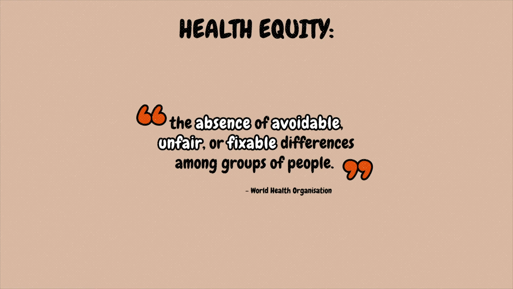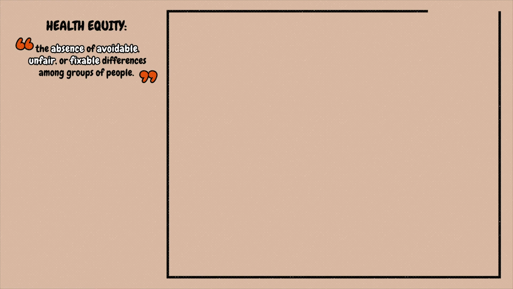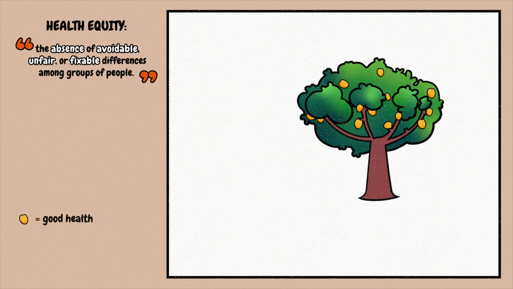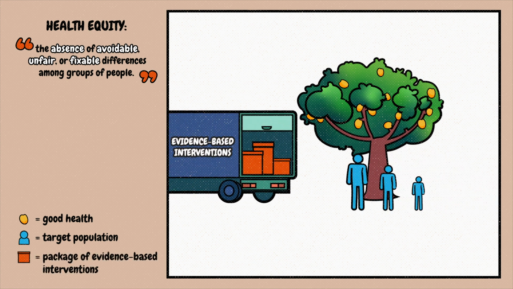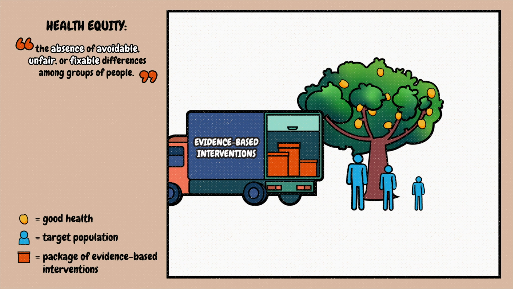Let's explore this concept with a simple example demonstrating the differences between equality and equity in terms of service delivery. In this example, the fruit represent good health. The people represent our target population, and the boxes represent our available evidence-based interventions. The target population wants good health, and they need our services to improve and maintain their health.